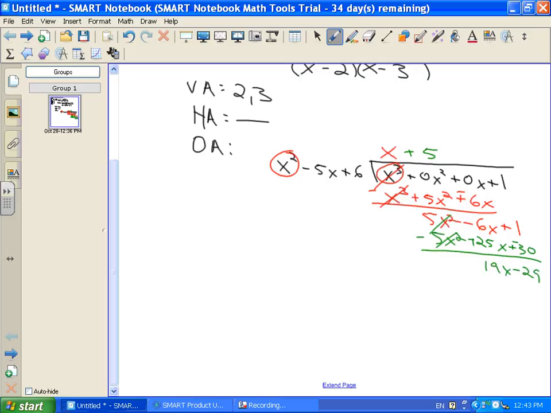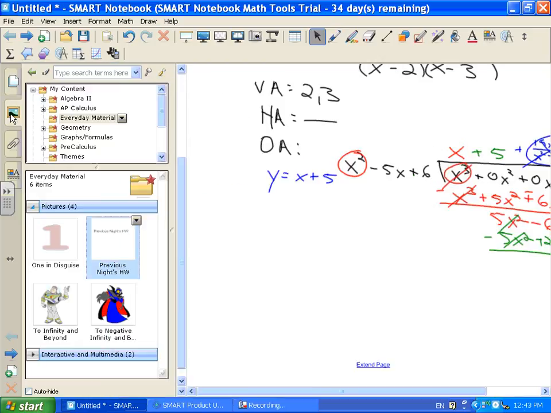What do you multiply x squared by to get 19x? We don't. So that is going to be my remainder. 19x minus 29 over x squared minus 5x plus 6. But more importantly, the power is higher in the bottom than the top finally, so this is out. So I get oblique asymptote of y equals x plus 5. All right, now we're good to start graphing this thing.